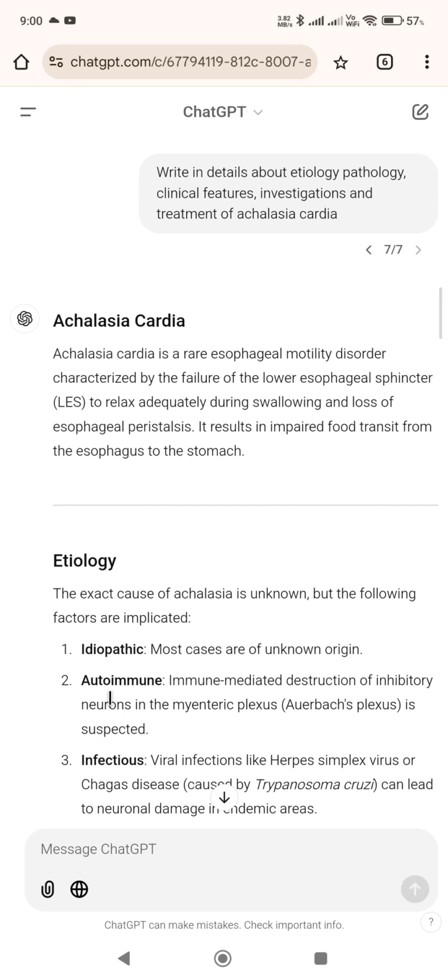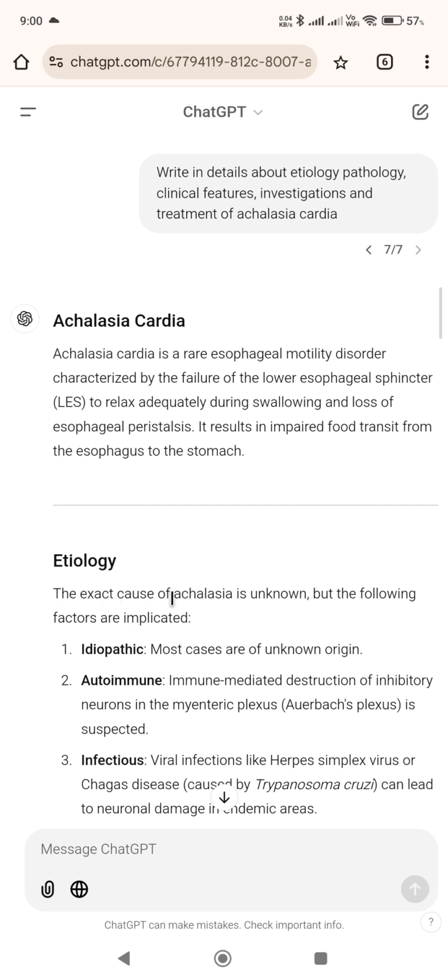Achalasia cardia. Achalasia cardia is a rare esophageal motility disorder characterized by the failure of the lower esophageal sphincter, LES, to relax adequately during swallowing and loss of esophageal peristalsis. It results in impaired food transit from the esophagus to the stomach.